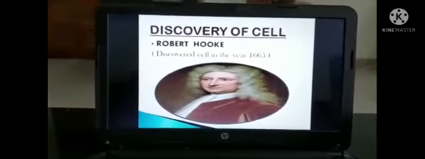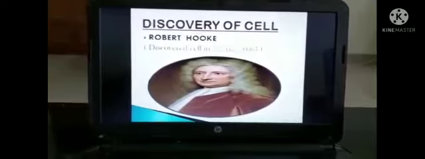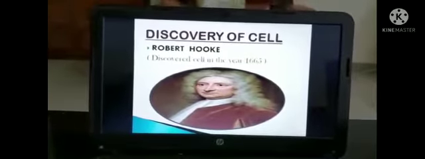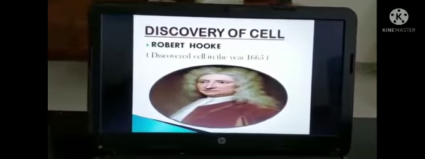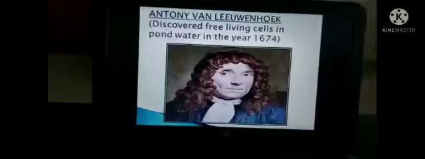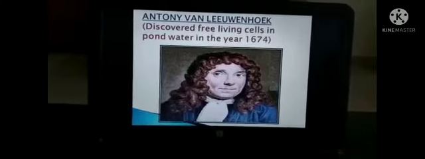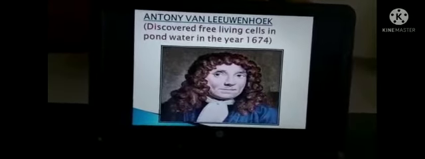Discovery of cell. So scientist Robert Hooke is the first man who discovered the cell in the year 1665 by observing the bark of a cork tree with his primitive microscope. Antony van Leeuwenhoek, he discovered free living cells in pond water in the year 1674.